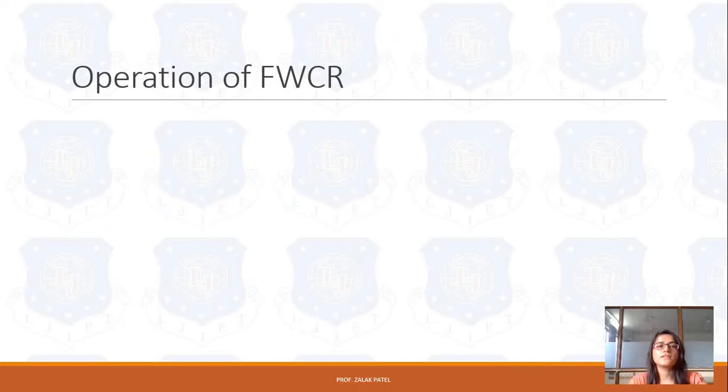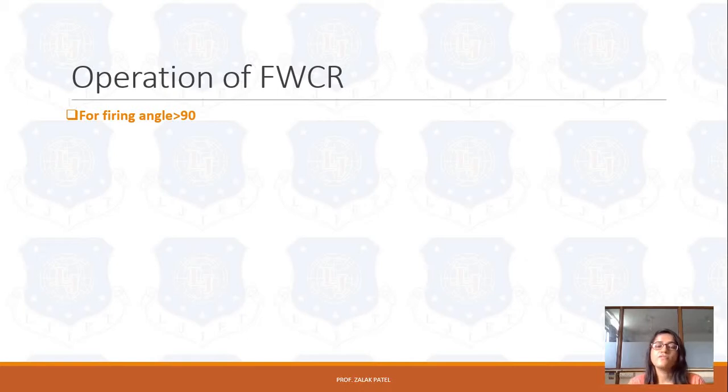First of all, in the last lecture we discussed the operation of FWCR, that is, the full wave control rectifier in 3-phase, which operates in 3 different modes depending on its firing angle: either for firing angle less than 90 degree, firing angle equal to 90 degree, and firing angle greater than 90 degree. We already discussed two cases in the last lecture. When the firing angle is less than 90 degree, the positive part is more compared to the negative cycle.